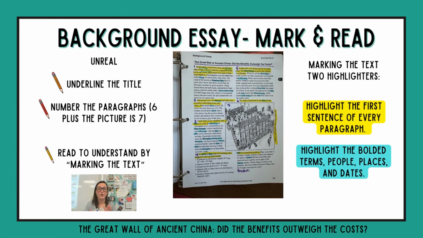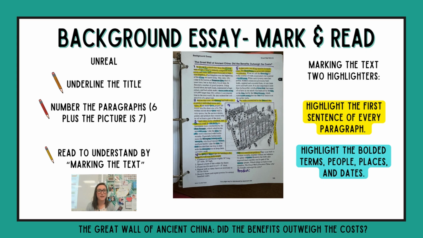Here, we are going to go over marking your text. There are a couple of strategies that I really love: underlining your title and numbering your paragraphs. Normally that leads us into EAL, which is eliminate the wrong answer and look back, but this part doesn't need that. So please underline your title at the top: The Great Wall of Ancient China, did the benefits outweigh the costs? Number the paragraphs 1 through 6, with 7 being the picture. Please note that 6 starts above the picture and continues underneath the picture, so that's not a 7 underneath.